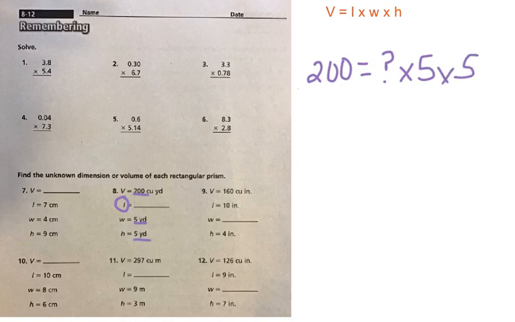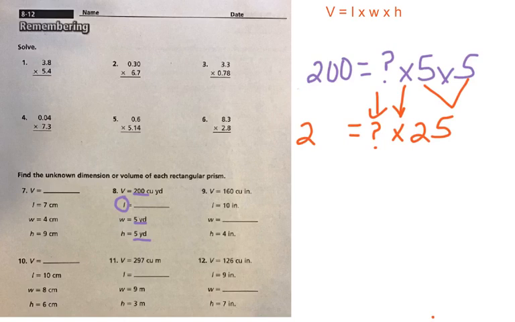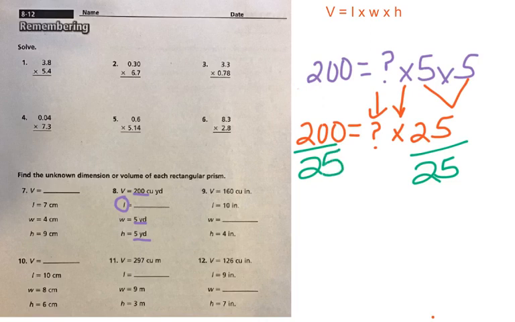And now all I'm going to do is combine my like terms. 5 times 5 is equal to 25. I bring down my equal sign here, and then I bring down my question mark because I still don't know what the length is. So 200 is equal to something times 25. All I have to do now is divide by 25 on both sides to figure out what my answer is going to be, and this will give me my length. 200 divided by 25 is equal to 8. So the length here is 8 yards, and yards is YD, 8 yards.